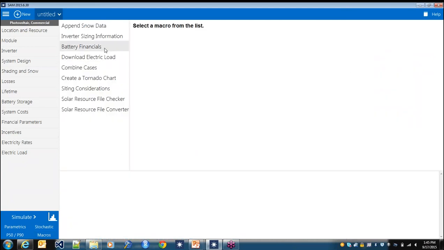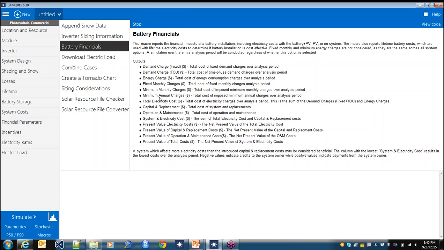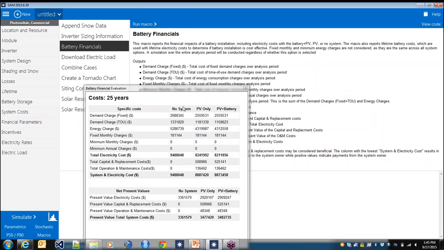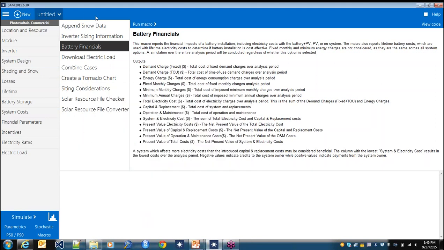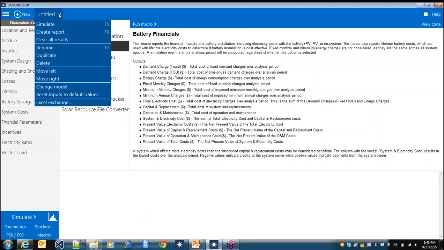There's also a battery macro that you can use to compare a PV system versus no system versus PV with battery, look at all of these charges, look at some of the net present values. And so there's a lot of interest in battery storage. We're continuing to develop battery storage in SAM, and we hope to continue along more advanced strategies. And so with that, I will go ahead and wrap up my demonstration, and I would like to go ahead and answer some questions.